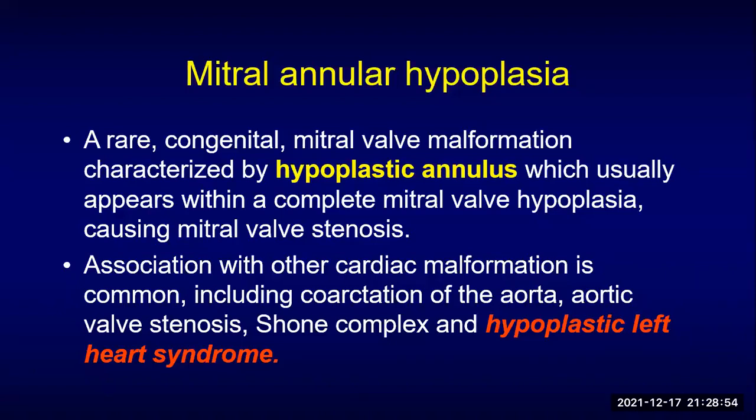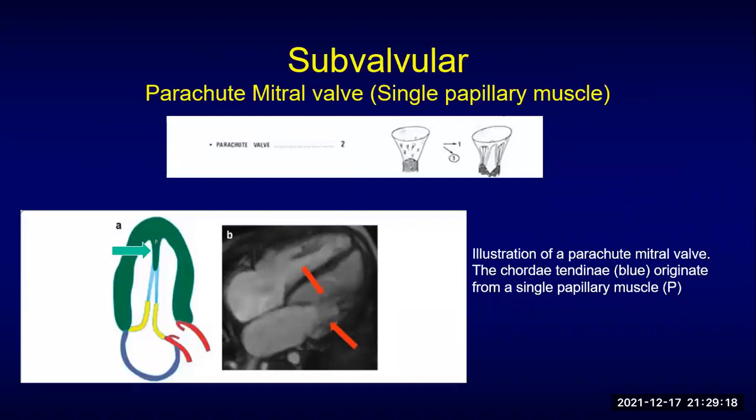Then we're gonna discuss the mitral annular hypoplasia. It's a rare congenital mitral valve malformation characterized by hypoplastic annulus, which usually appears with a complete mitral valve hypoplasia, causing mitral valve stenosis. It is most commonly associated with hypoplastic left heart syndrome and also other cardiac malformations. For the subvalvular type, now we're gonna talk about the parachute mitral valve.